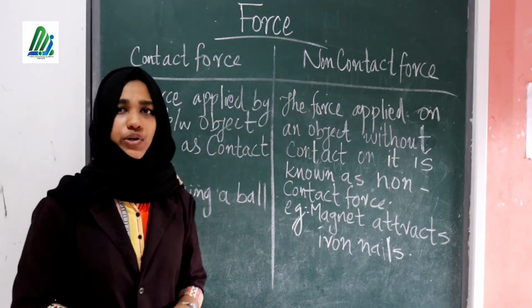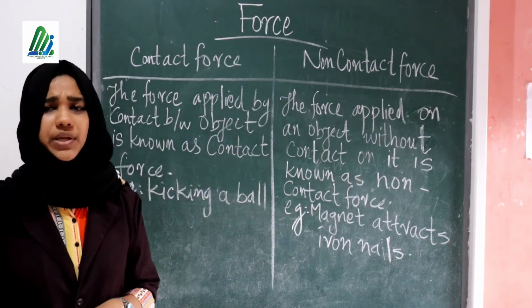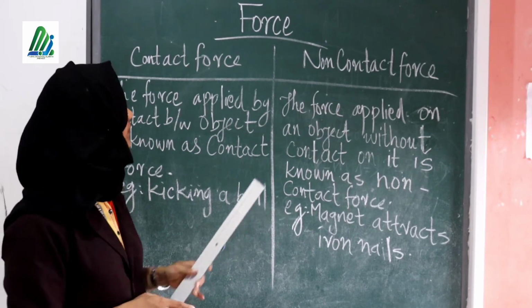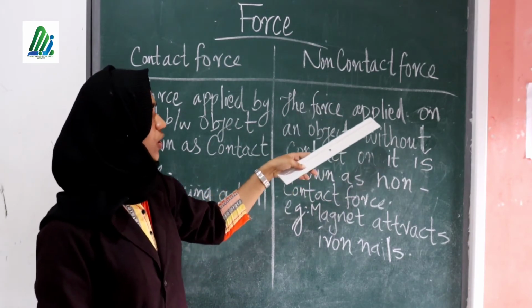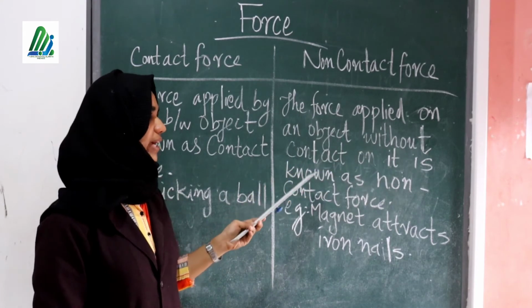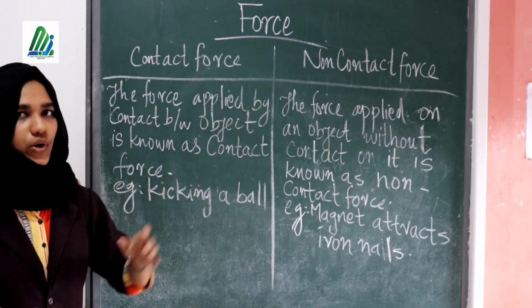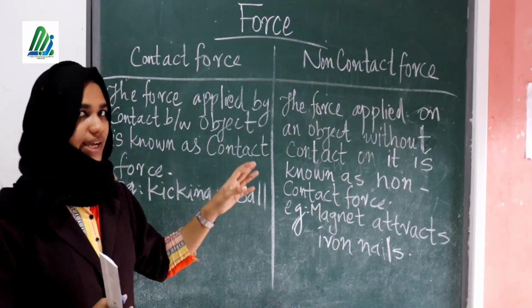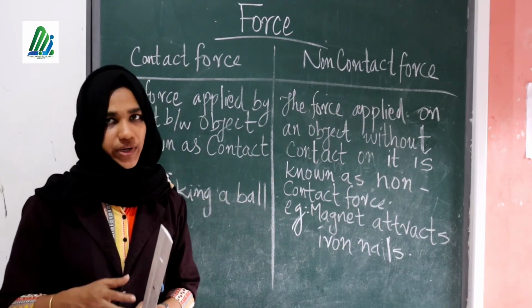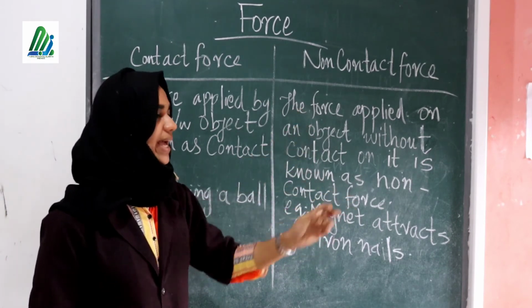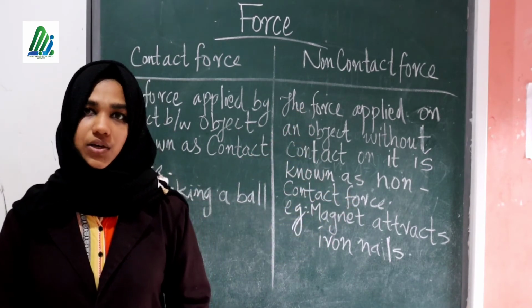Okay, then non-contact force. What do we mean by non-contact force? It is the opposite of contact force. Okay, the force applied on an object without contact on it is known as non-contact force. The force applied on an object without contact on it is known as what? Non-contact force. Okay, an example for non-contact force is a magnet attracting nails.